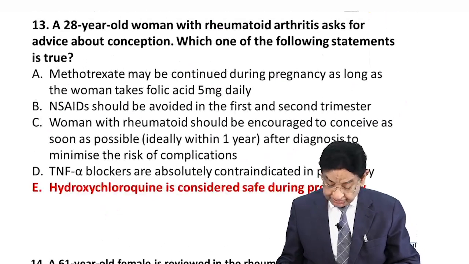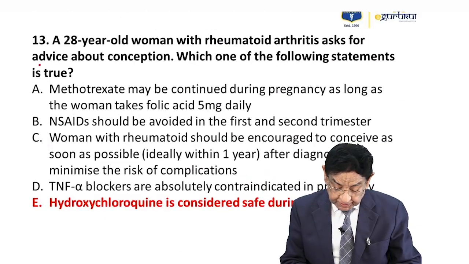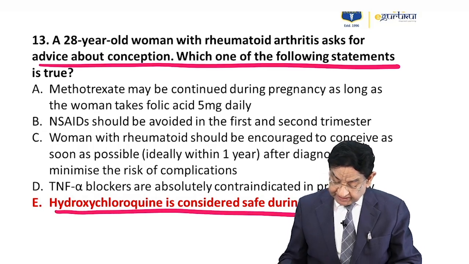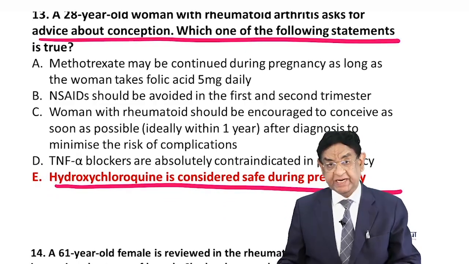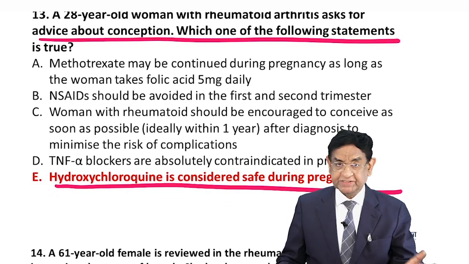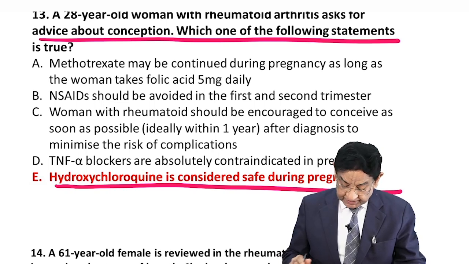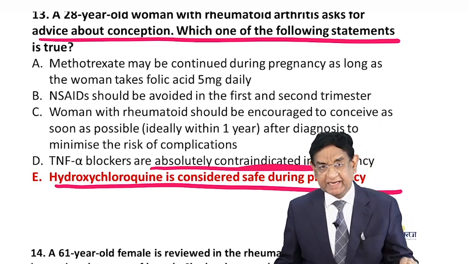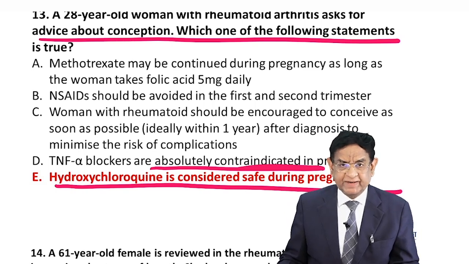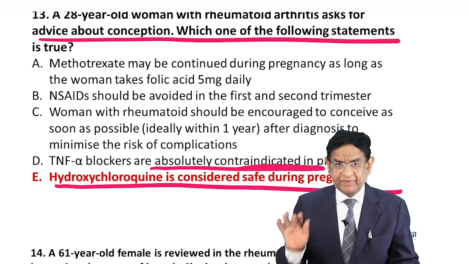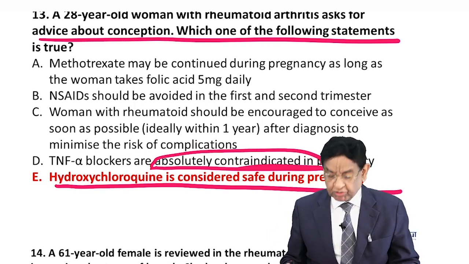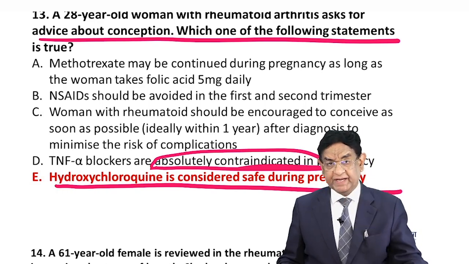Okay. Question 13. Which statement is true? It is about conception. Hydroxychloroquine is considered safe during pregnancy is the right answer. I told you this point. Let's look into the other option. TNF-alpha blockers are absolutely contraindicated in pregnancy. I told you even the NICE guidelines say that there is no major side effect. This we can give if needed, but not as a first line treatment. It is not absolutely contraindicated. Point to be noted very carefully.